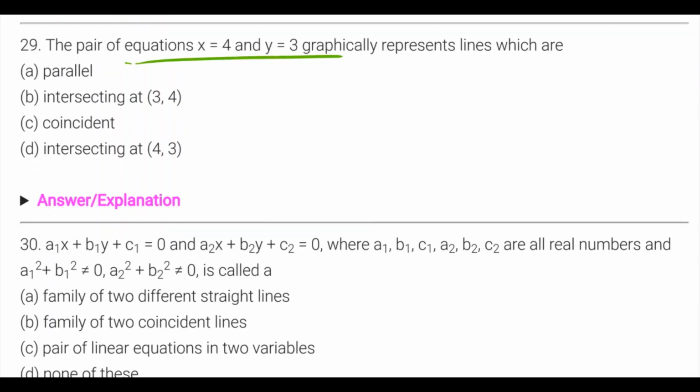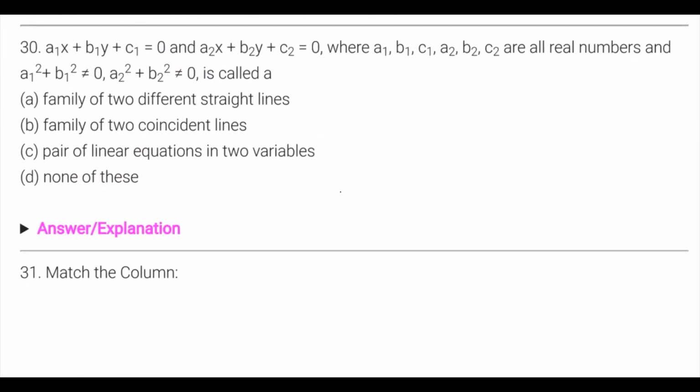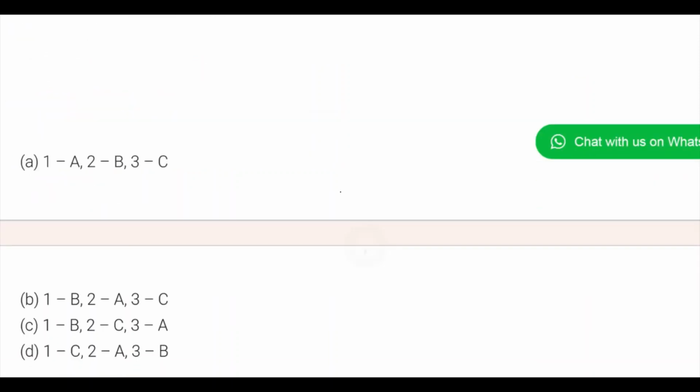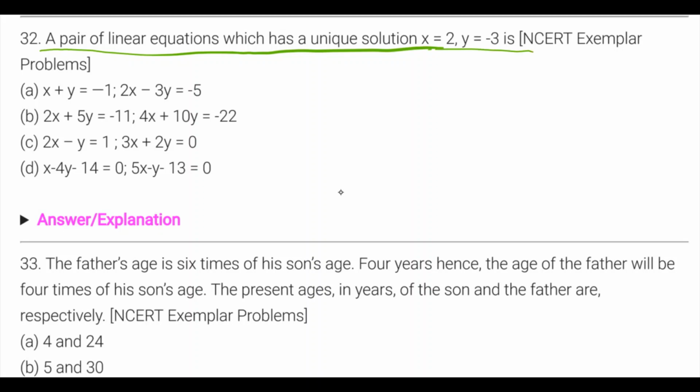The pair of equations represents 4, 3. These two equations are called a pair of linear equations in two variables, or the chapter heading. A pair of linear equations which has a unique solution x equals 2 and y equals minus 3 is.